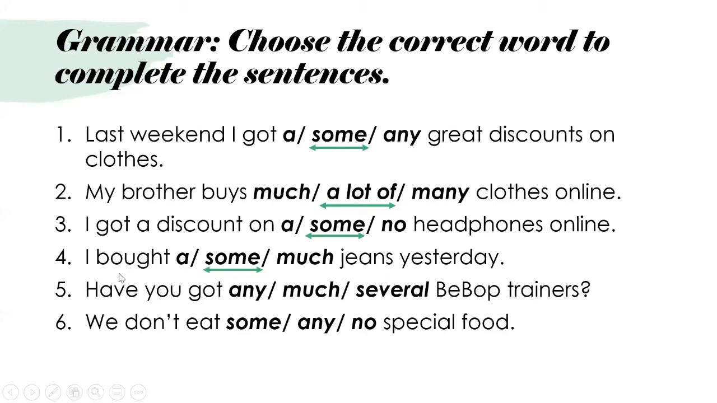So easy, right? Number 5, have you got... Again, much is out. Much is usually used for uncountable. Trainers are countable. I'm going to have to say, have you got any bebop trainers? Number 6, we don't eat.